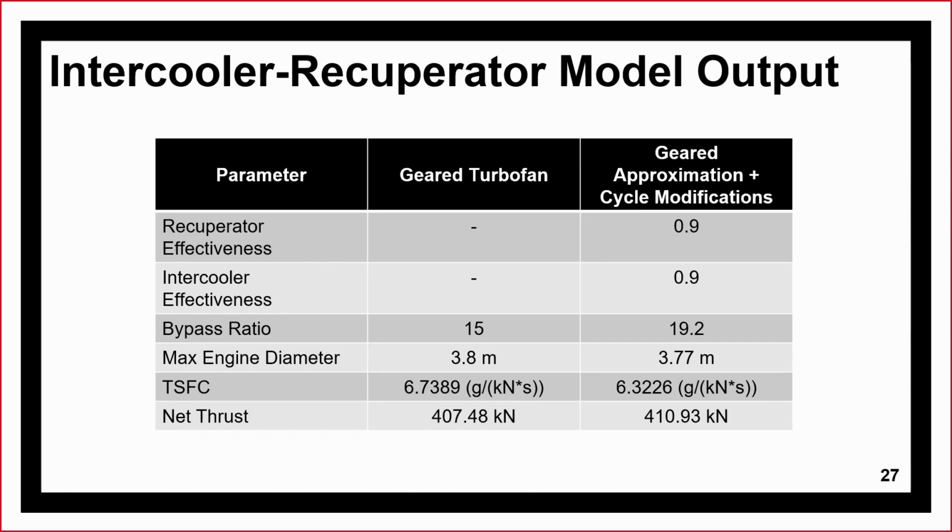And here we have a table comparing our geared turbofan model presented by Ben and Peter versus the geared approximation with the cycle modifications of an intercooler and recuperator. As you can see, our bypass ratio has increased, but our maximum engine diameter has decreased from 3.8 to 3.77. That is due to the aforementioned 3-spool approximation of the geared turbofan and not the geared turbofan itself. In reality, that would be the exact same at that 3.8. And once again, we have decreased our thrust-specific fuel consumption by roughly 0.4 grams per kilonewton second, while maintaining roughly the same level of thrust.